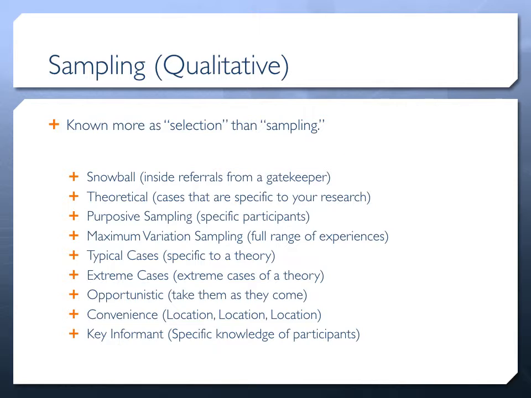And then the last one is the selection method of a key informant. It's similar to the snowball in the sense that you have a gatekeeper, sort of. But this is a key informant who has specific knowledge of participants, whether it be in a particular group, an organization, an industry, whatever. They're able to point you in the direction to get specific participants for your qualitative analysis. So these are various ways of selecting subject pools or participant pools for qualitative studies.